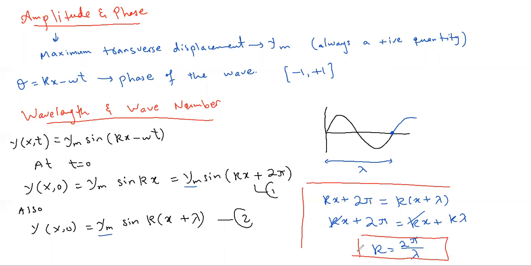So this is the angular wave number. If you are measuring angle in radians, then the unit will be radian per meter. Otherwise, it will just be inverse meter. So the unit can be either radian per meter or per meter. It depends on what units you are using to calculate phase.